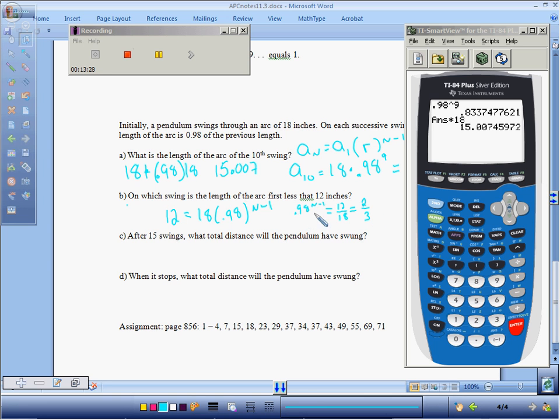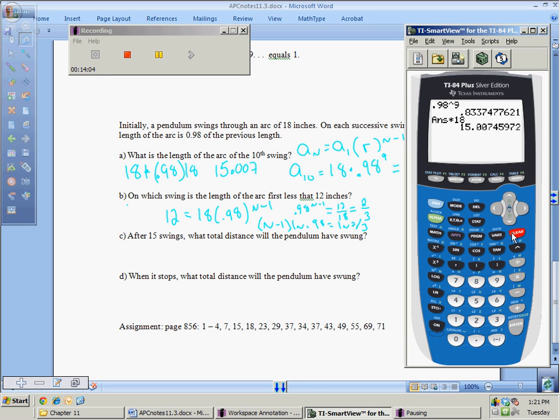Okay. So if you remember from a while back, I can take the natural log of both sides and bring the exponent in front. So I get n minus 1 times the natural log of 0.98 equals the natural log of 2/3, right? And then if I divide the natural log of 2/3 by the natural log of 0.98 and add 1 to it, let's try that.